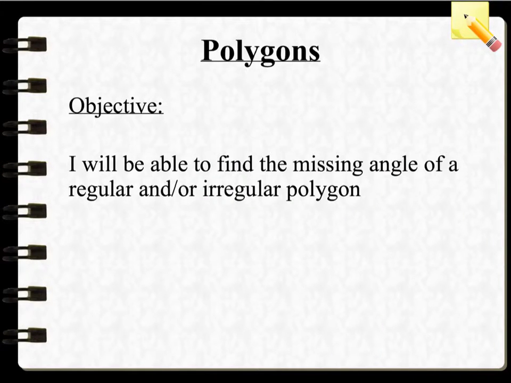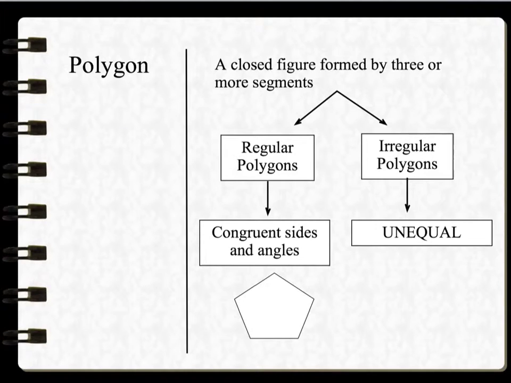Alright, I'd like you to pause the video, write down the objective in your notebook, and hit play when you're done. Ready, pause. So let's start off by defining a polygon. A polygon is a closed figure formed by 3 or more segments. So the smallest polygon is a triangle. And there's 2 types of polygons, regular and irregular polygons.